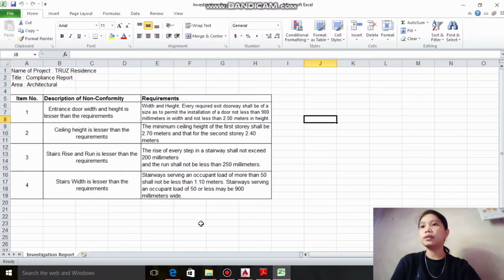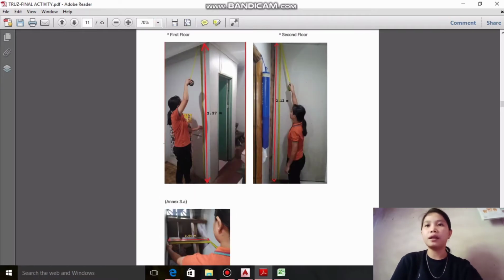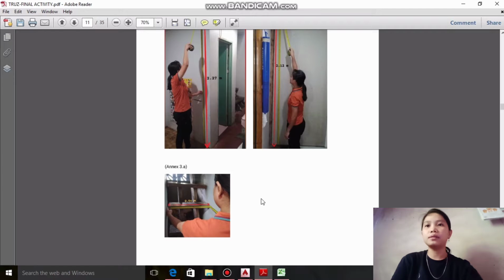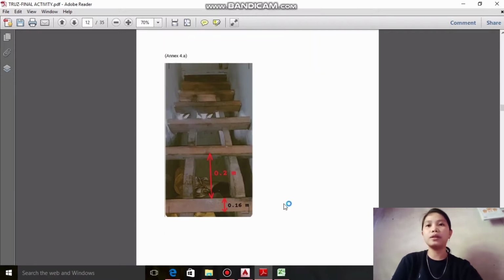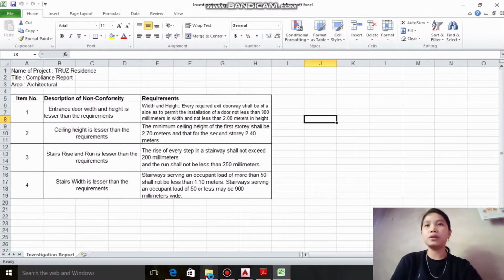So the third is the stairs rise and run is lesser than the requirements, and fourth is the stairs width is lesser than the requirements. So the stairs width is 0.54 and the rise and run is 0.2 meter and 0.16 meter. So that's all for Activity 1.